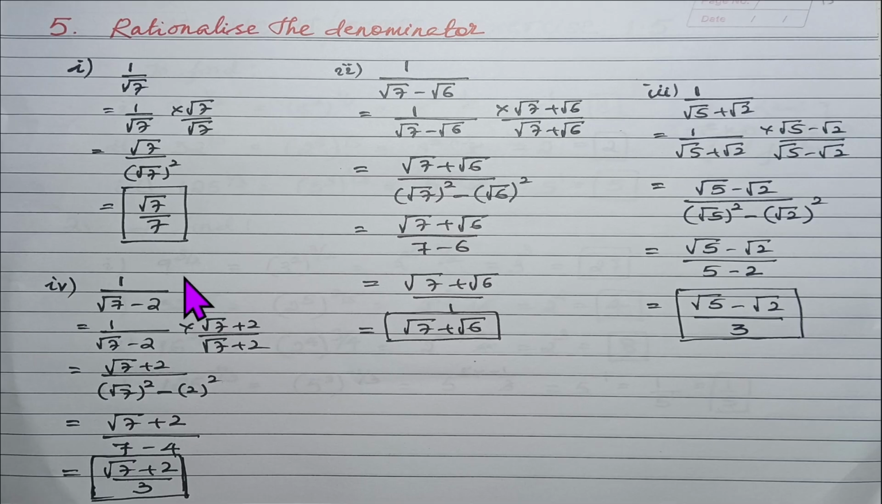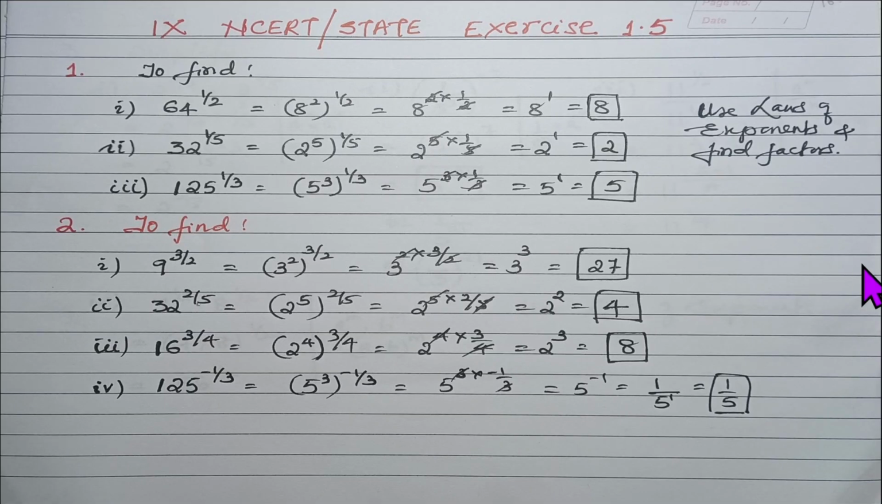Now, the fourth example is 1 by root 7 minus 2. It is 1 by root 7 minus 2 into root 7 plus 2 by root 7 plus 2. Here the conjugate is root 7 plus 2 because we have root 7 minus 2, and simplifying we get root 7 plus 2 divided by root 7 square minus 2 square, that is 7 minus 4, and the answer is root 7 plus 2 divided by 3. Remember that.